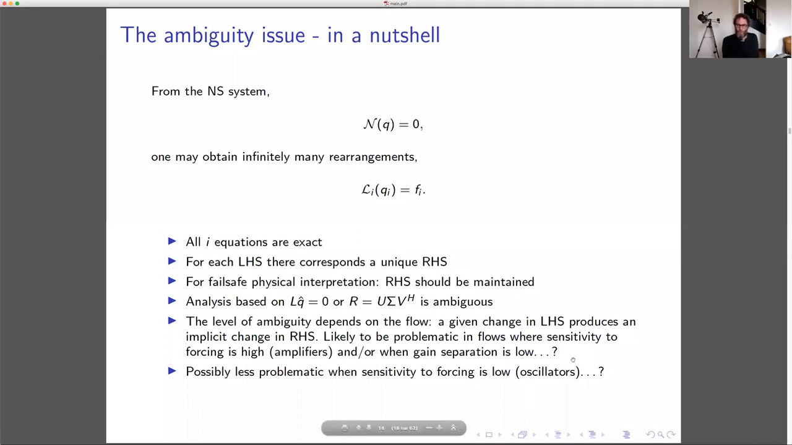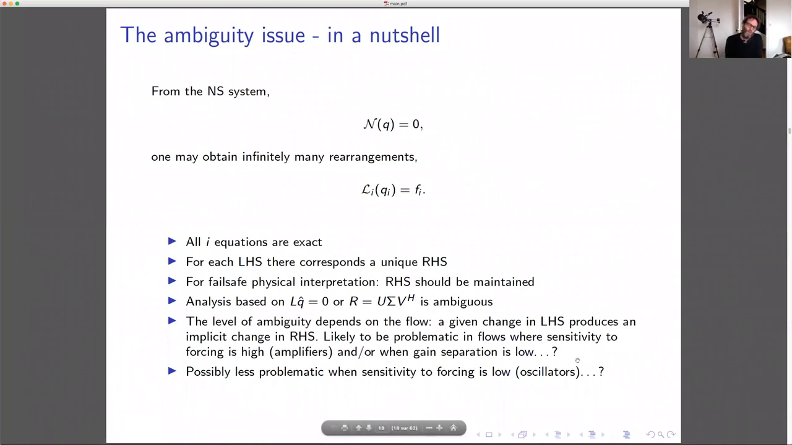These two final points, originally I didn't have these question marks because this was a kind of a gut feeling. The feeling was that the level of ambiguity might depend on the flow for the following reason. As I say, if you change the left-hand side, you're implicitly doing something to the right-hand side, even if you've ignored that. So the feeling was that this would be problematic in flows where you have a high sensitivity to forcing, which is characteristic of amplifier flows, and or where gain separation is low. And the feeling, for the same reasons, was maybe this would be less problematic when sensitivity to forcing is low, such as in oscillator systems.